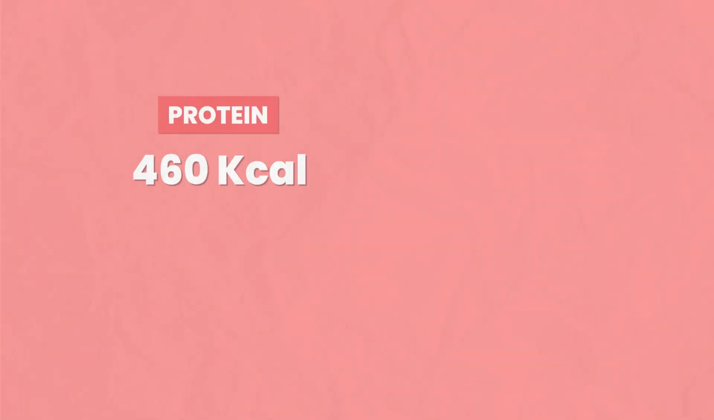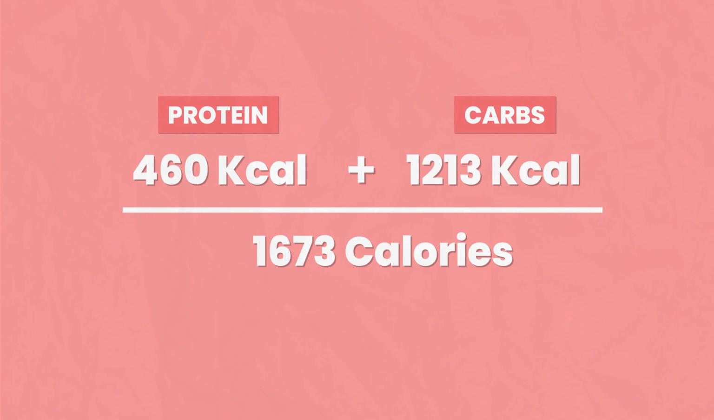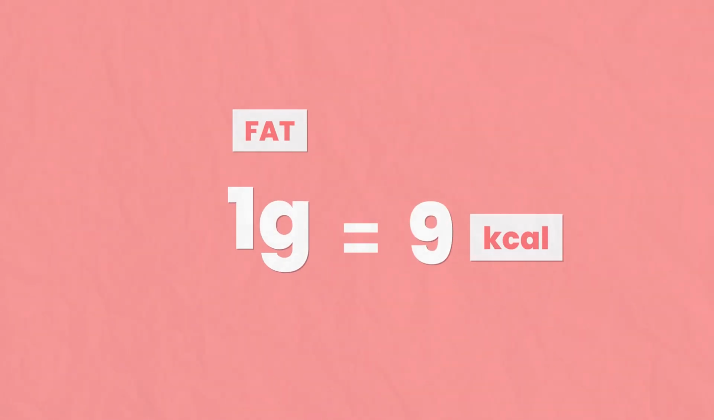So 460 calories is coming from protein, 1,213 calories is coming from carbohydrates, so that equals 1,673 total calories. So I can just subtract that from my maintenance calories to get the remaining calories that I will use for fat. So 2,426 minus 1,713 gives me a remainder of 753 calories. So then I divide that by 9. So just remember, 1 gram of fat equals 9 calories, and that gives me 72 grams of fat.